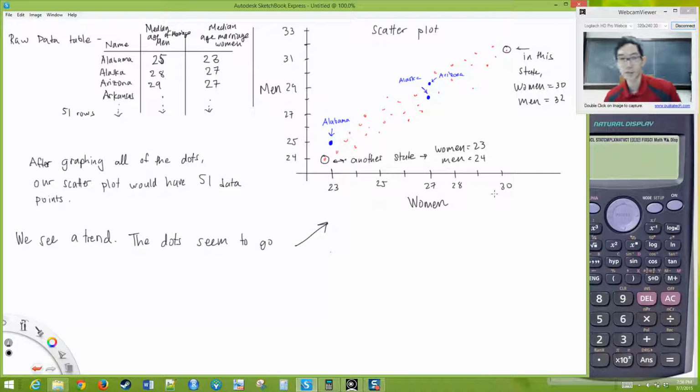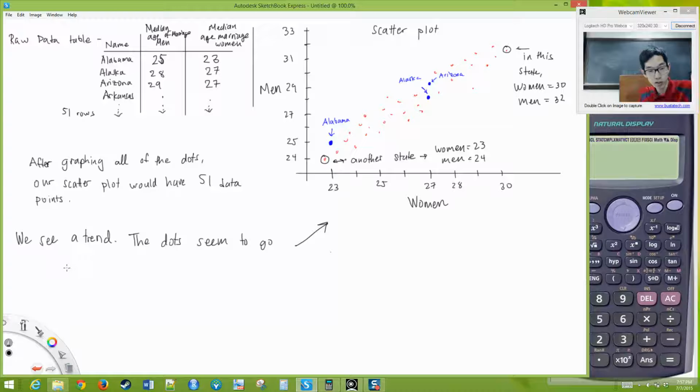Okay. So we see a trend, and the dots seem to go in that direction. And so this indicates that states where women are getting married at a later age also have men getting married at a later age. States where women are getting married at an earlier age tend to also have men getting married at an earlier age. Okay, and that's what this plot represents.